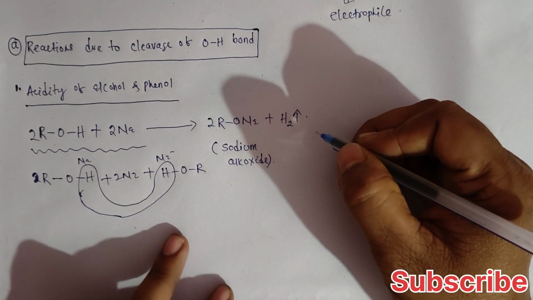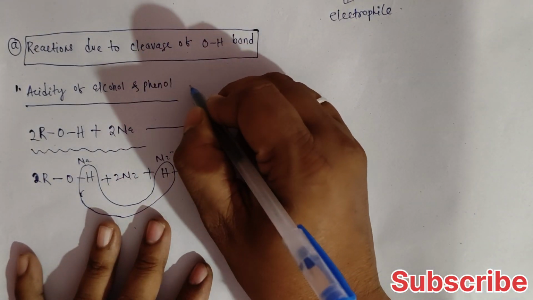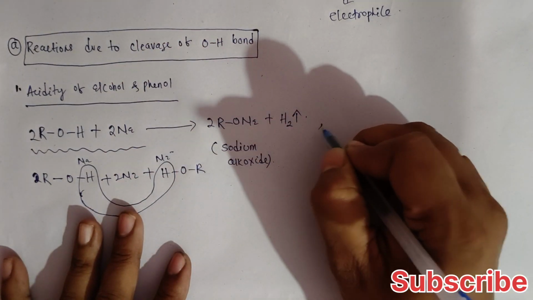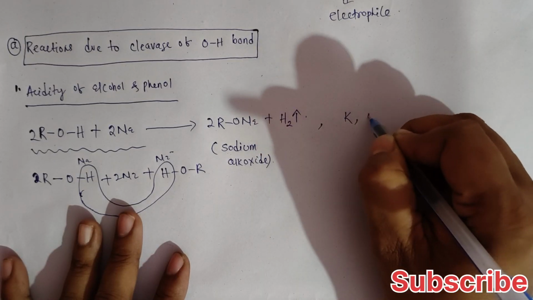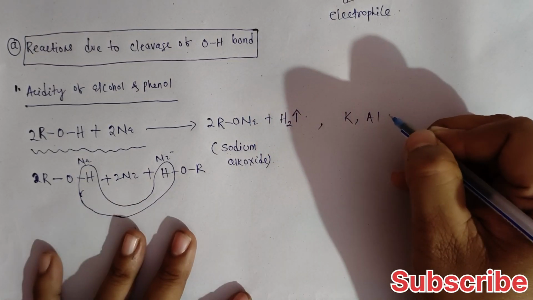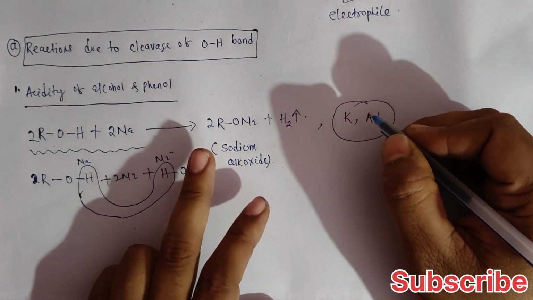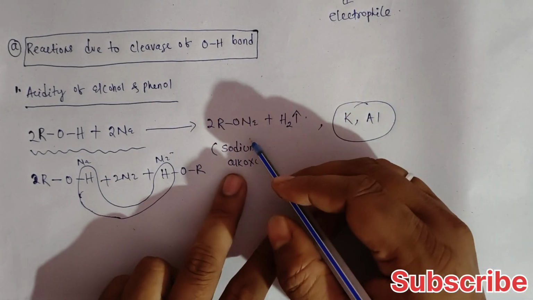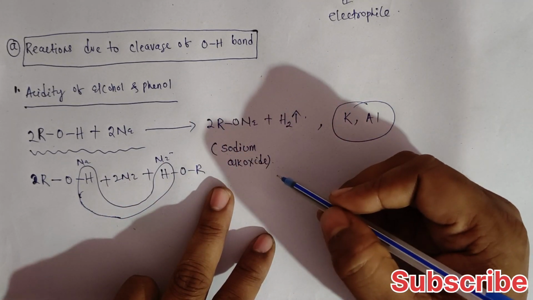When alcohols react with an active metal like sodium, you can take potassium, aluminium, any active metal. These are active metals we can take, and we will be getting the corresponding alkoxide. If you take sodium, then sodium alkoxide will be obtained. If you take potassium, potassium alkoxide will be obtained.